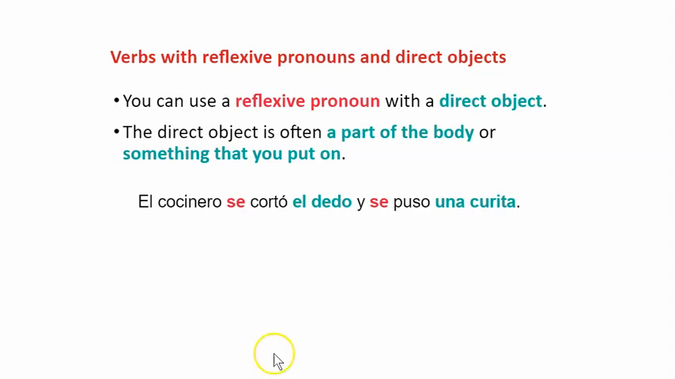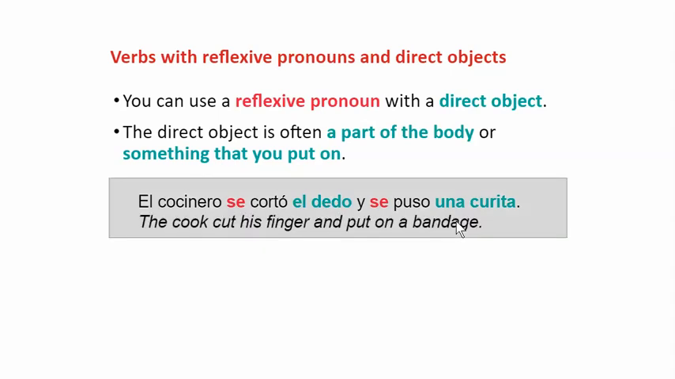He cut himself. Where did he cut himself? On the finger. So he cut his finger. And then what did he do? He put on a bandage. A curita is like a Band-Aid. So he cut himself on the finger and he put on himself the Band-Aid. So he's doing these actions to himself, whether intentionally or not.